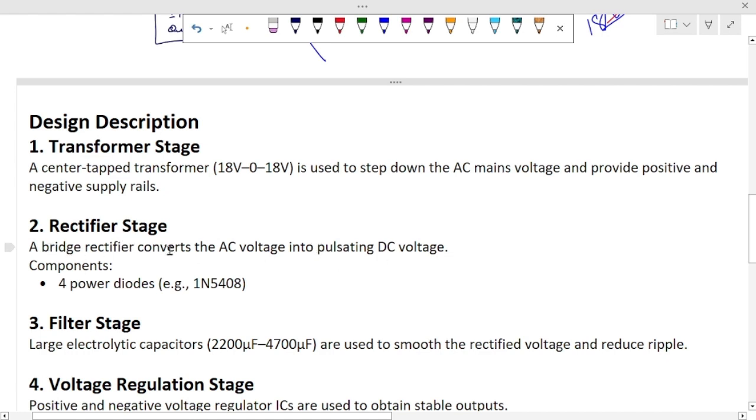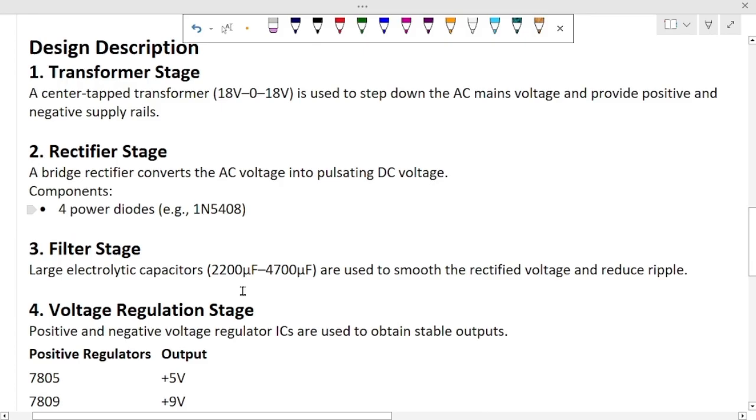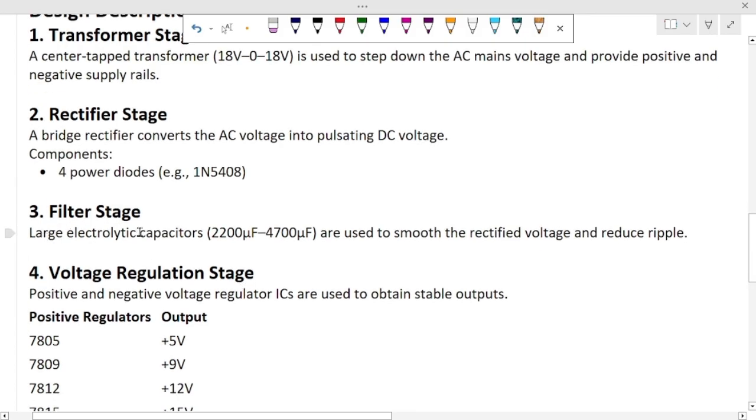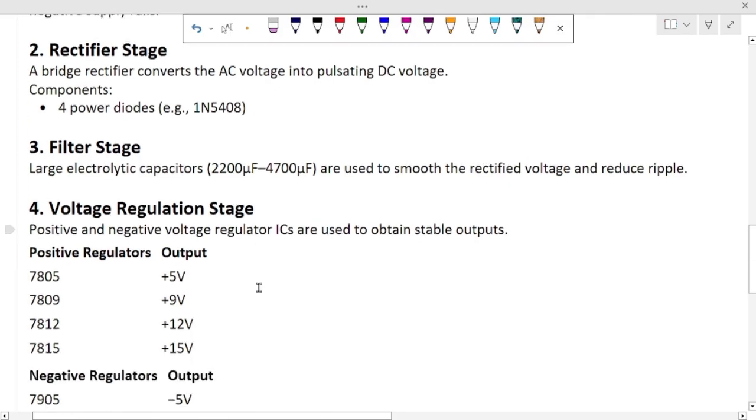A bridge rectifier converts the AC voltage into pulsating DC voltage. So the components: 4 power diodes. Okay. Filter stage: large electrolyte capacitor. A large electrolyte capacitor is used to smooth the rectified voltage and reduce what? Ripples. Okay.